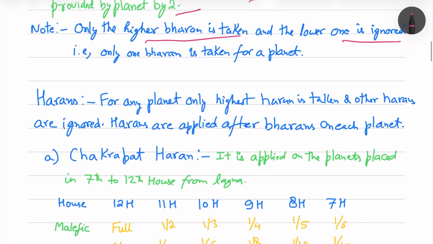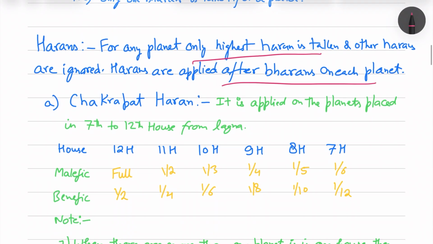And similarly for the Haran, there are three types of Haran applicable, but we have to apply only the highest Haran and other Harans are ignored. And Harans are applied after Bharan on each planet. So first is Chakrapath Haran.